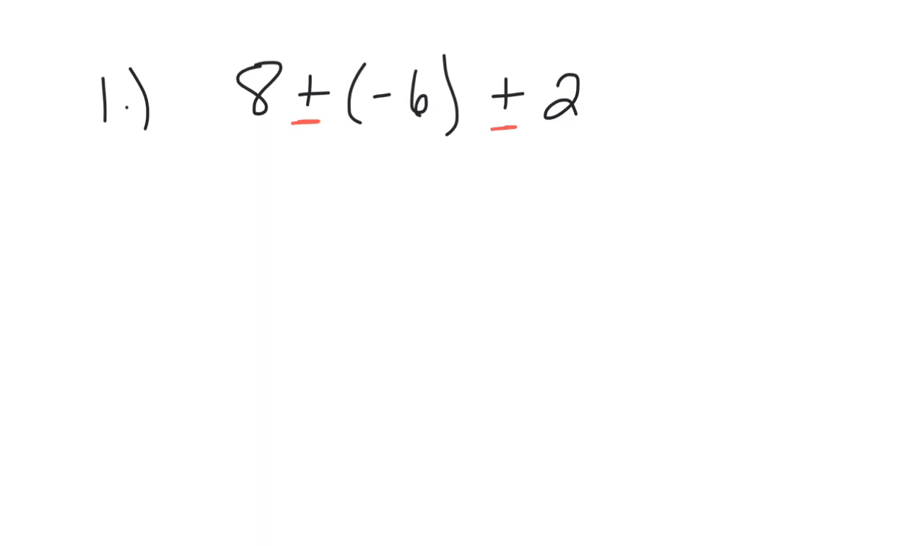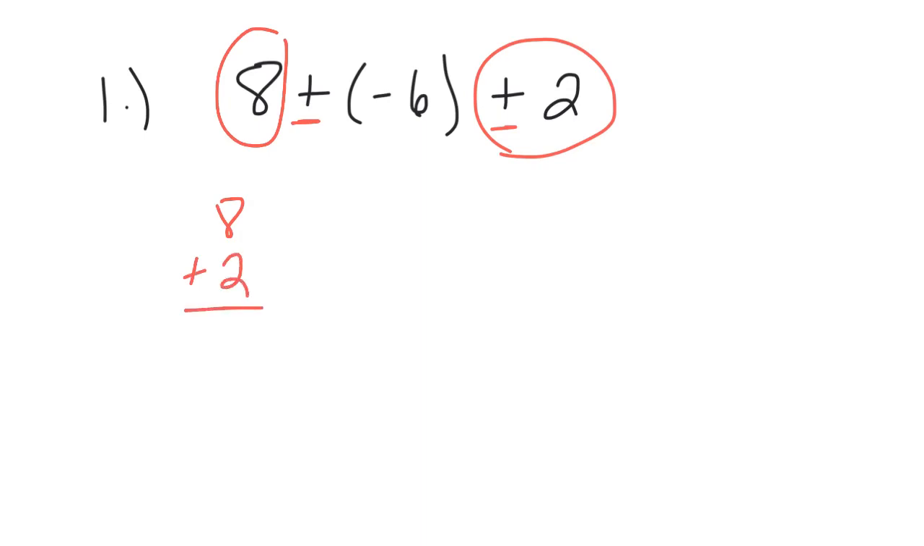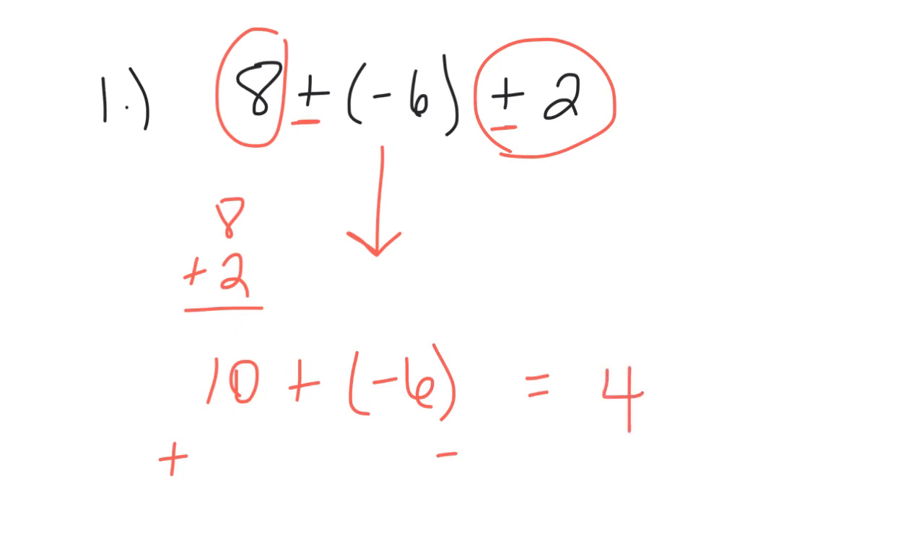So when I work this out, I would group the 8 and the 2 because they're both positive, and I know I add together like signs. 8 plus 2 is 10. And then I'm going to bring down this negative 6 that I didn't use. Now these are different signs. I have a plus, I have a minus. Different signs I subtract. 10 minus 6 is 4. And I keep the sign of the biggest number. 10 is bigger than 6.